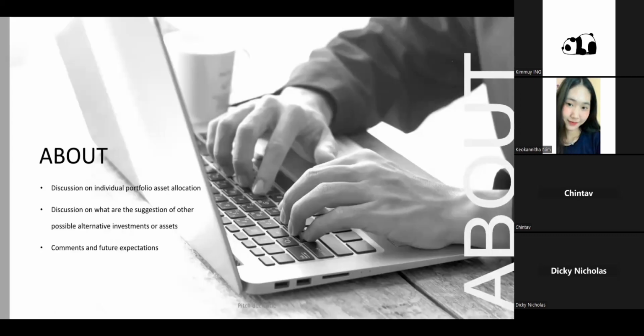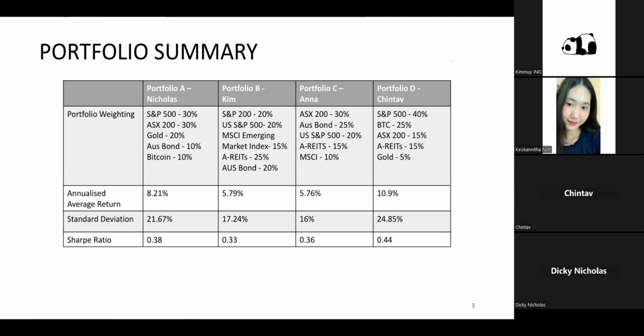Today we will have a discussion on our individual adjusted portfolios where we made asset allocations, and then we are going to make suggestions of other possible alternative investments or assets, comment on each other's portfolio, and talk about some future expectations as well. Now, my team will each explain their portfolio.